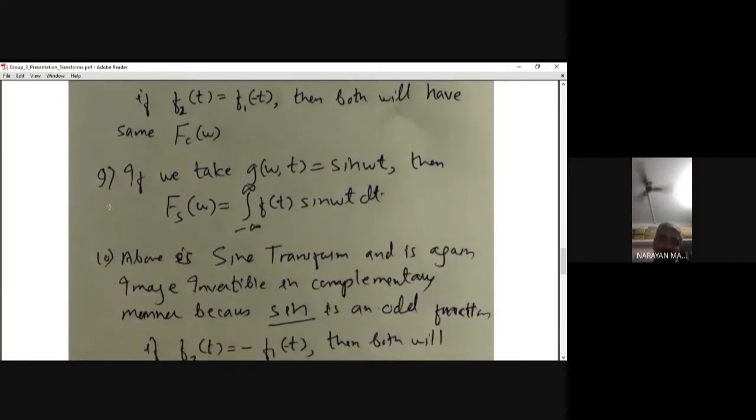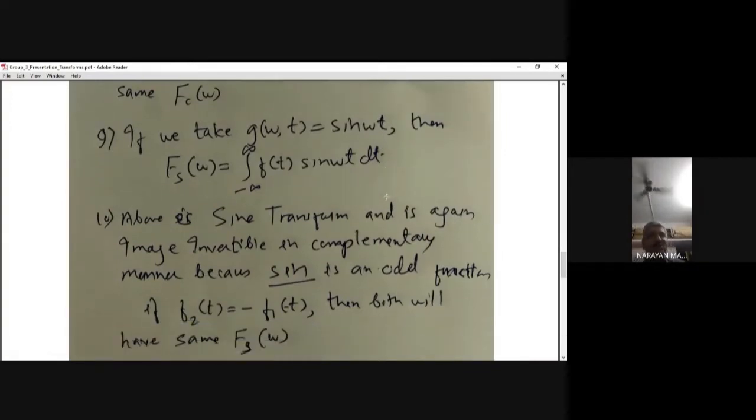Therefore, we also take the help of the sine transform, that is g(omega, t) as sin omega t. In that case Fs(omega) is the integral of f(t) sin omega t dt over entire time. In that case the sine transform is also invertible in a complementary manner.